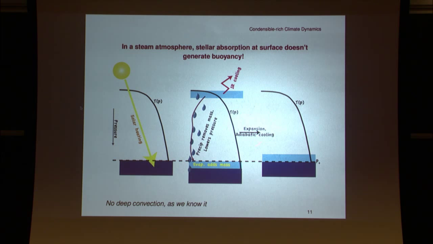When this rain hits the surface, it changes the pressure level back. And in essence, you've moved this little block of formerly liquid ocean up into the lowest layer of the atmosphere. You do that over and over again, and essentially convection works like a moisture elevator rather than deep plume convection. And so this has implications for chemical mixing as well.